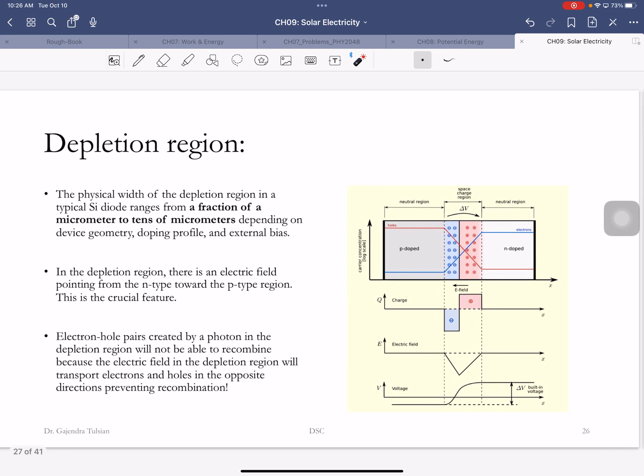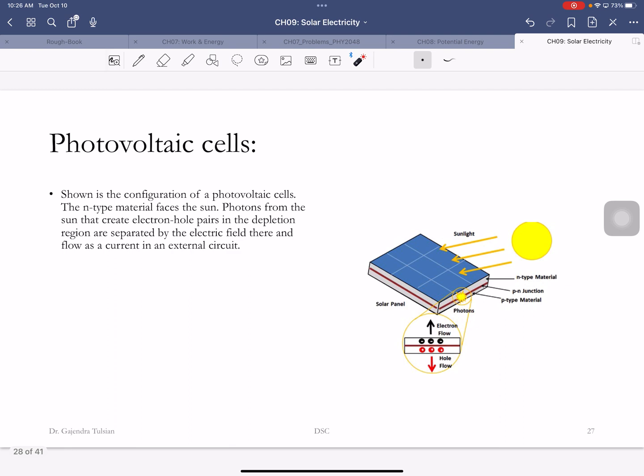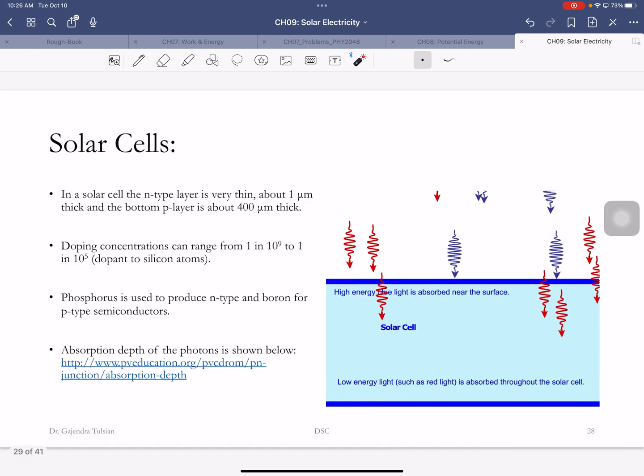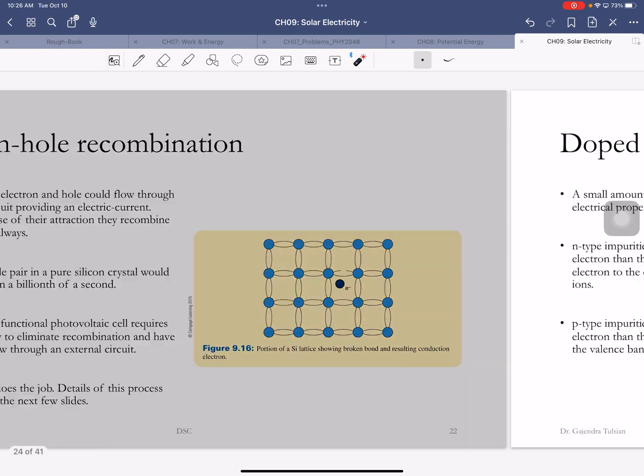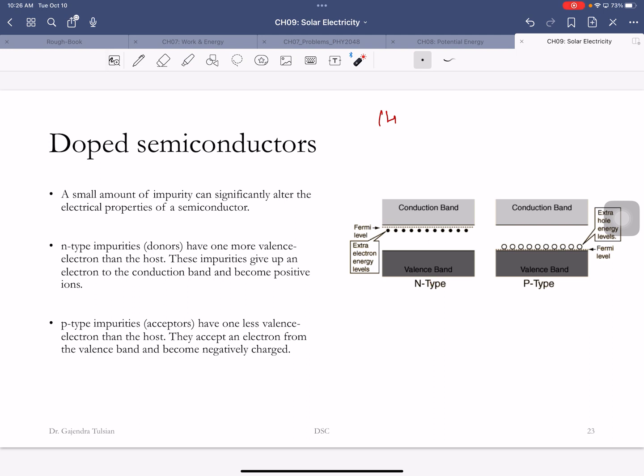What is an N-type? Phosphorus is used to produce N-type and boron for P-type semiconductors. Okay, so those are the impurities. All right, so phosphorus atoms have this energy level there.